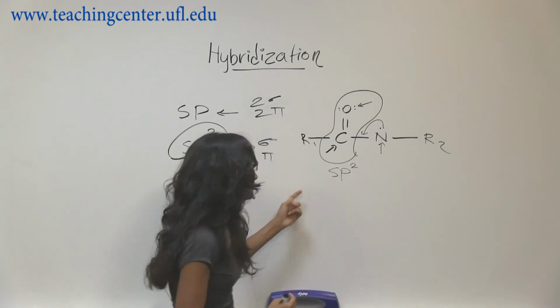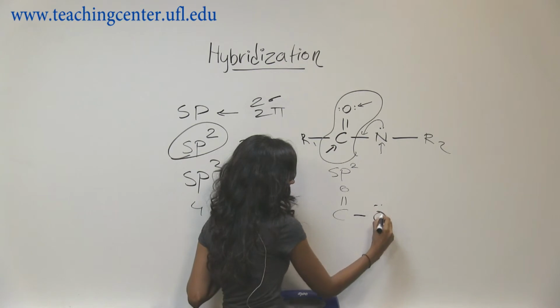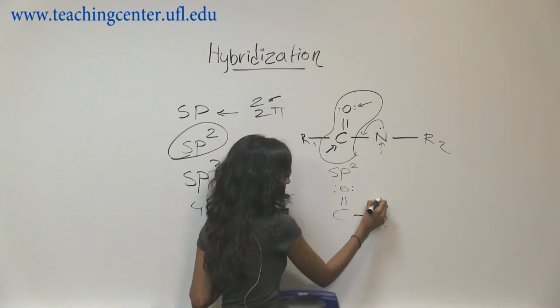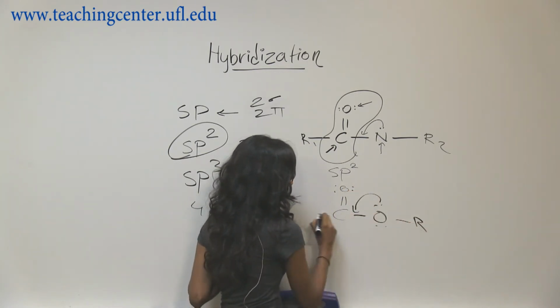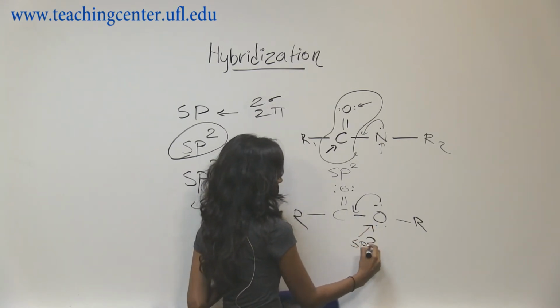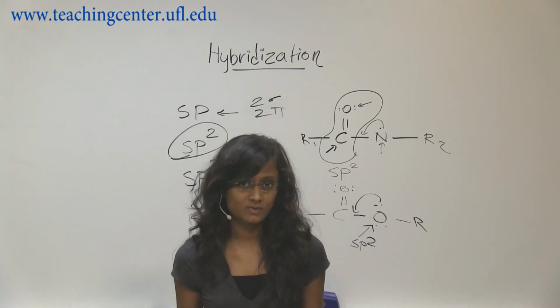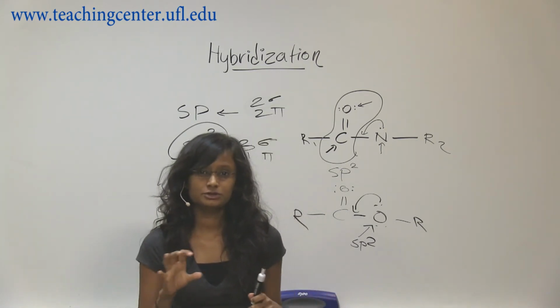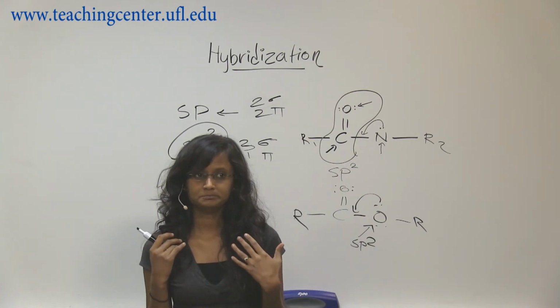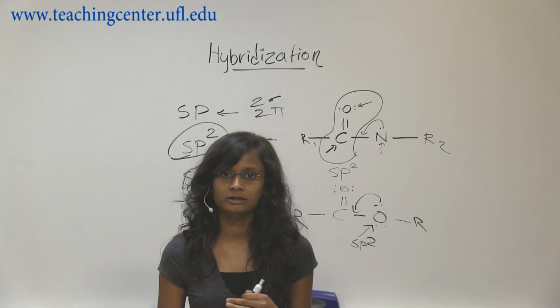So that happens in amide. It also happens in ester. This can donate in. So this oxygen is also sp2 in ester. Same thing happens in carboxylic acid as well. Those are the functional groups that you just have to know; they're the exceptions to the hybridization rule.